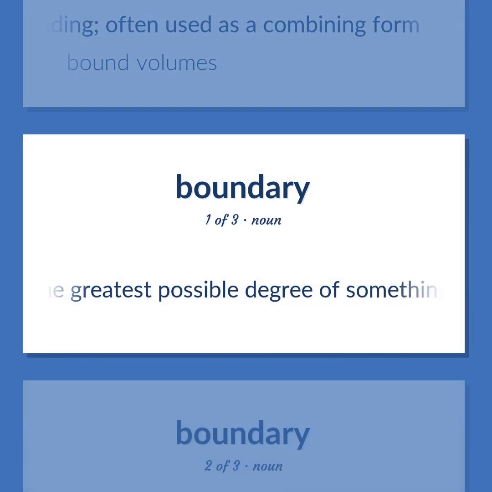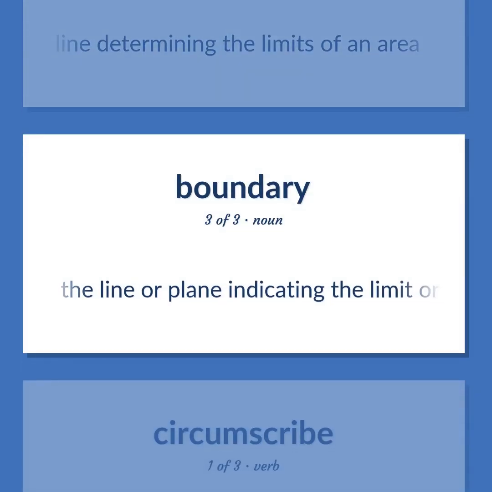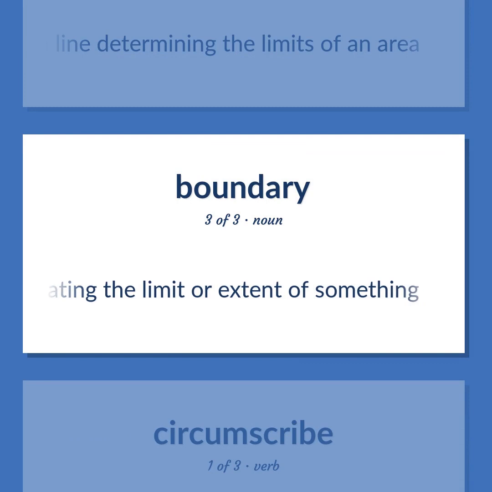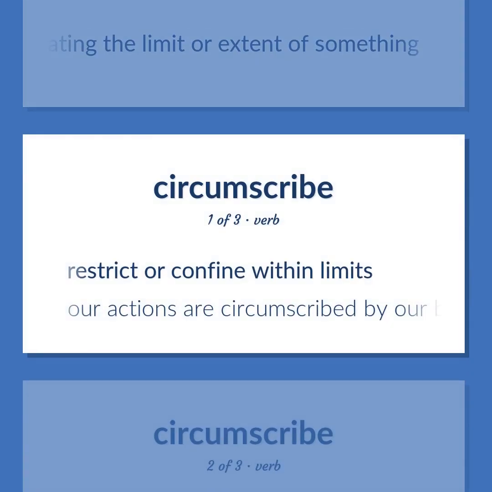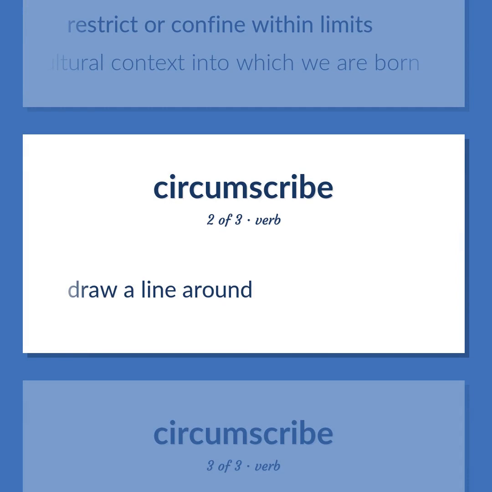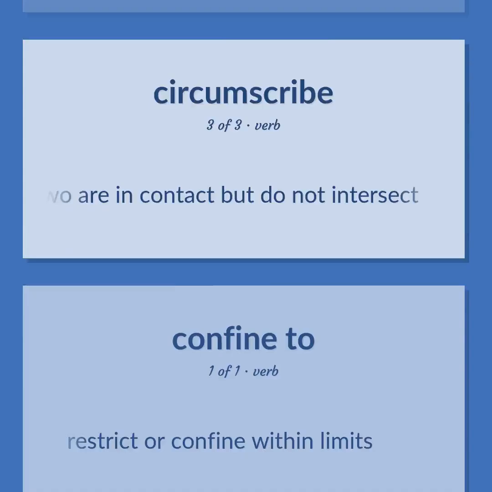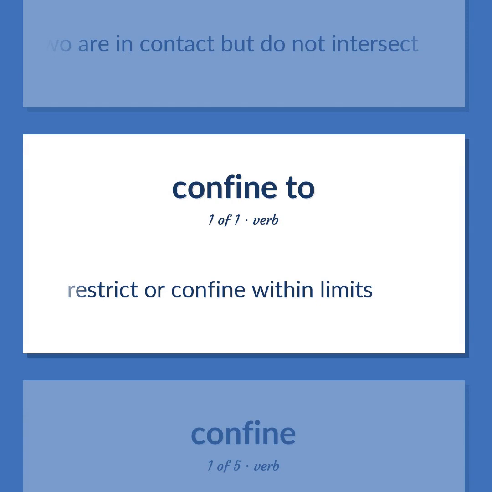The greatest possible degree of something. A line determining the limits of an area. The line or plane indicating the limit or extent of something. Restrict or confine within limits. Our actions are circumscribed by our biology, personality, and by the social and cultural context into which we are born. Draw a line around. To draw a geometric figure around another figure so that the two are in contact but do not intersect. Restrict or confine within limits.